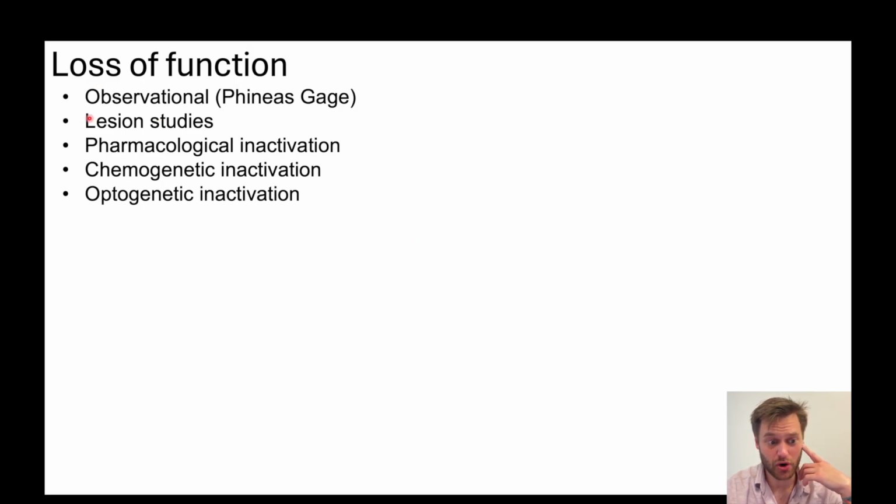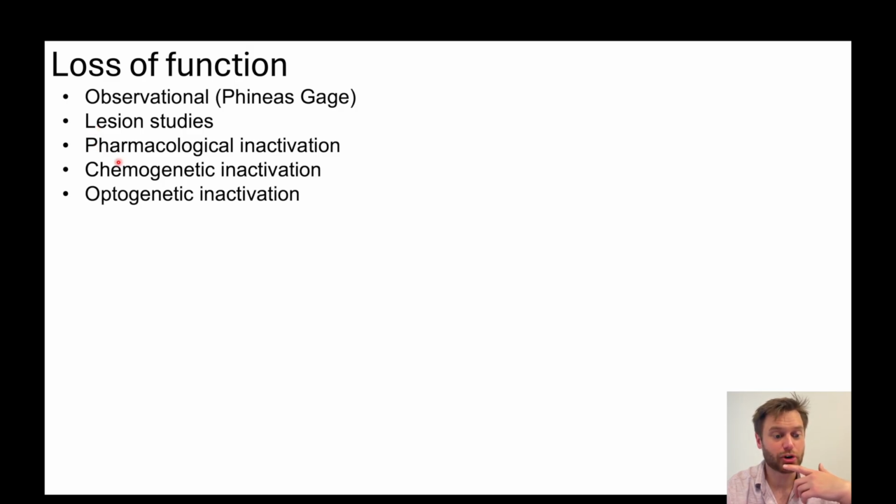But we're going to go over several different types of loss of function studies. The first is going to be observational loss of function studies, and that's going to be primarily what happens when we are able to do these kinds of studies in humans. Then we're going to have lesion studies where you actually destroy a part of the brain intentionally due to some kind of experimental manipulation. Obviously that happens in animal models.